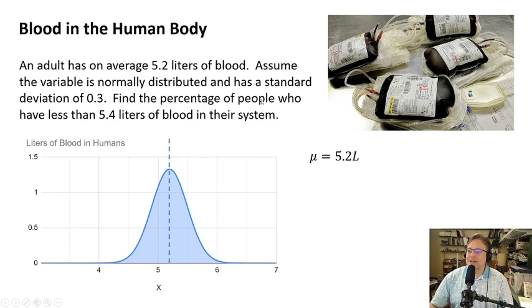So let's find the percentage of people who have less than 5.4 liters of blood in their system. 5.4 liters of blood, that's going to be somewhere over here. Oops, my bad. It's going to be somewhere over here.